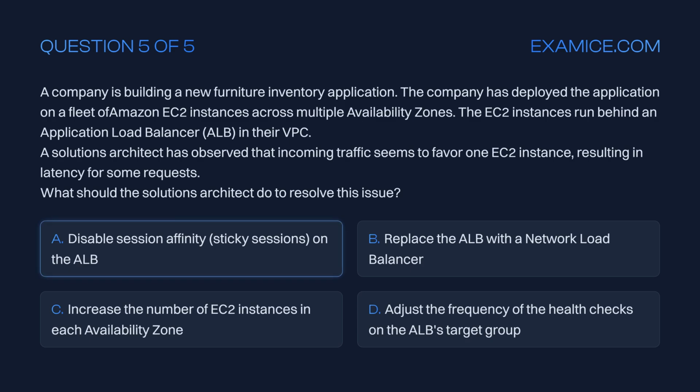Option A. Disable session affinity on the ALB. Option B. Replace the ALB with a network load balancer. Option C. Increase the number of EC2 instances in each availability zone. Option D. Adjust the frequency of the health checks on the ALB's target group.